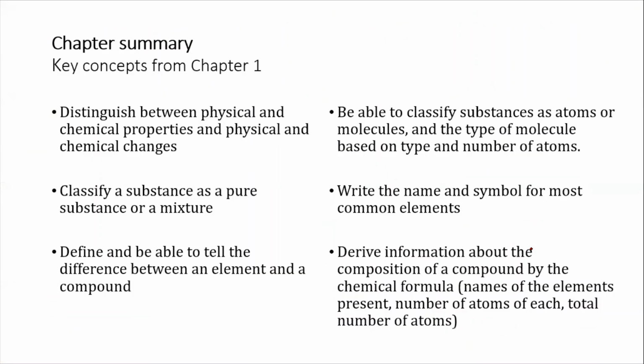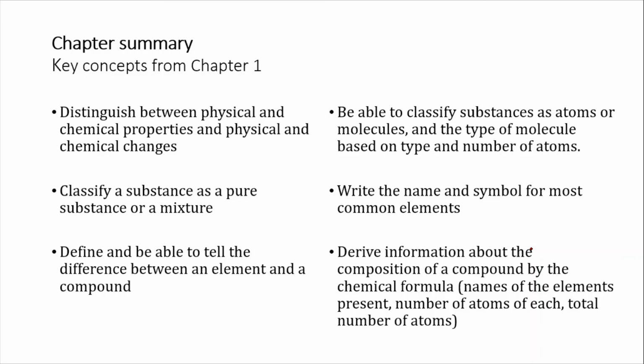So some key concepts from chapter 1. You should be able to distinguish between physical and chemical properties and physical and chemical changes. You should be able to classify a substance as a pure substance or a mixture. You should be able to define and tell the difference between an element and a compound. You should be able to classify substances as atoms or molecules, and then the type of molecule based on the type and number of atoms. You should be able to write the name and the symbol for the most common elements.